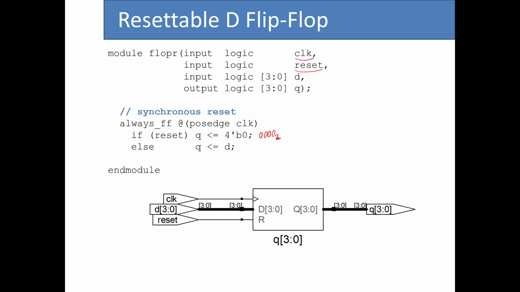But now let's say we want to create an asynchronous resettable flip-flop. One thing you might guess should be changed is that the sensitivity list should now include the reset signal as well. Because for the asynchronous resettable flip-flop, as soon as the reset signal becomes 1, we want to do the reset. We don't want to wait for the clock.